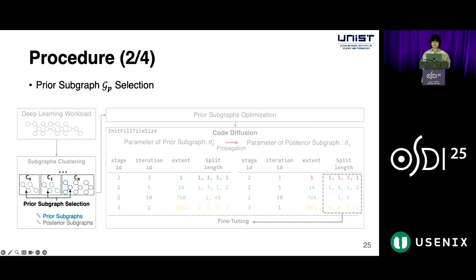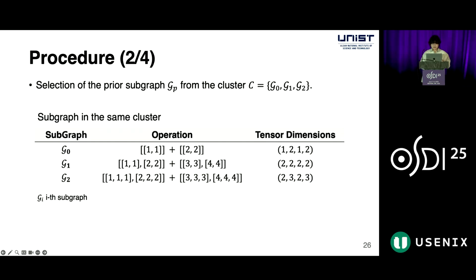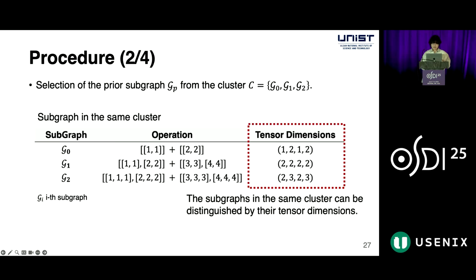The second step is subgraph selection. This is an example of subgraphs in the same cluster. They are structurally similar, and the table shows their operations and tensor dimensions. Even within the same cluster, subgraphs can differ in their tensor dimensions. So when selecting a prior subgraph, we consider the tensor dimensions.